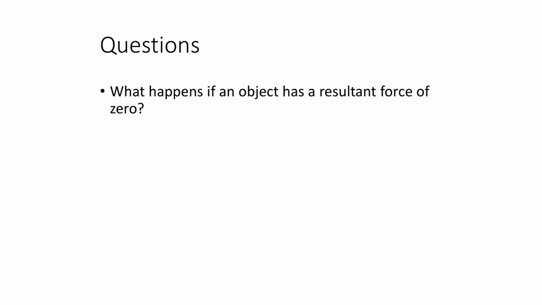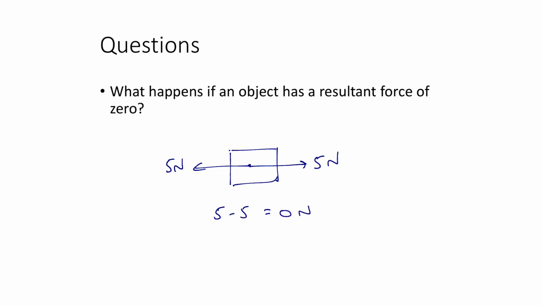Okay, the second question. So again, press pause when you're ready, but what happens if an object has a resultant force of 0? So if the resultant force that you've calculated is 0 newtons, what happens? Press pause. Once you've had a go, press play again. So if we just look at an example, we might have 2 forces, 5 newtons and 5 newtons. So those forces would cancel each other out to give us a resultant force of 0.